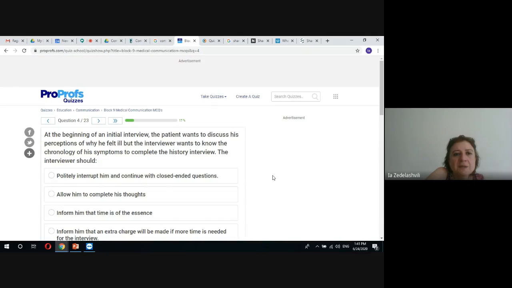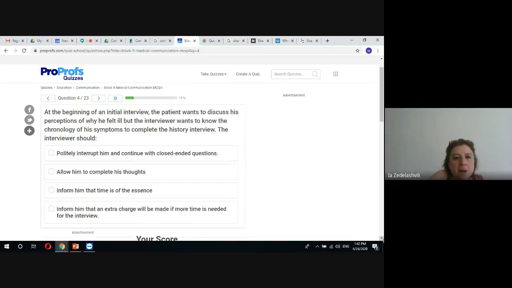At the beginning of an initial interview, the patient wants to discuss his perception of why he felt ill, but the interviewer wants to know the chronology of his symptoms to complete the history interview. What should the interviewer do: politely interrupt him and continue with closed-ended questions, allow him to complete his thought, inform him that time is of the essence, or inform him that an extra charge will be made if more time is needed for the interview? How do you think which is right?